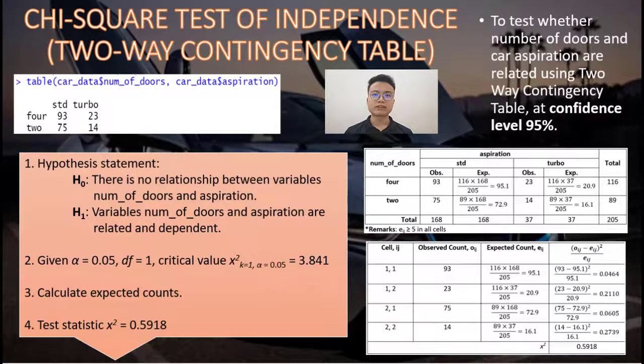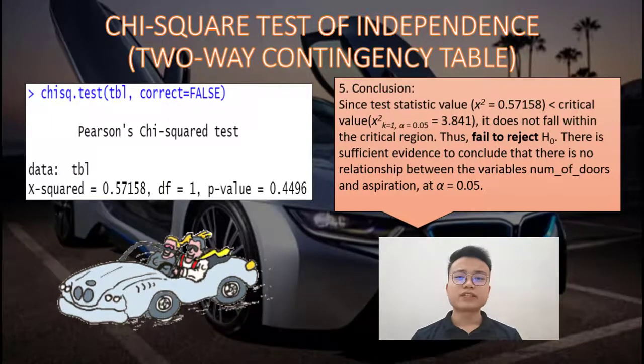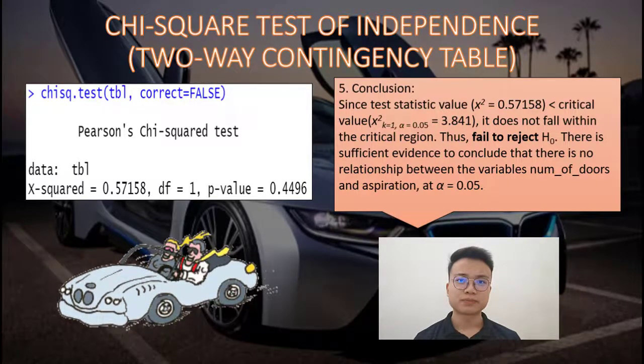And now, we will calculate the expected counts for each cell. And from there, we can calculate our test statistic x squared, which equals 0.5918. Finally, we state our decision. Since the test statistic x squared equals 0.5918 is smaller than our critical value x squared equals 3.841, hence we fail to reject our null hypothesis. There is insufficient evidence to prove that there is a relationship between the variables number of car doors and the car aspiration. We use the chisq.test function in RStudio to perform the chi-square test of independence.